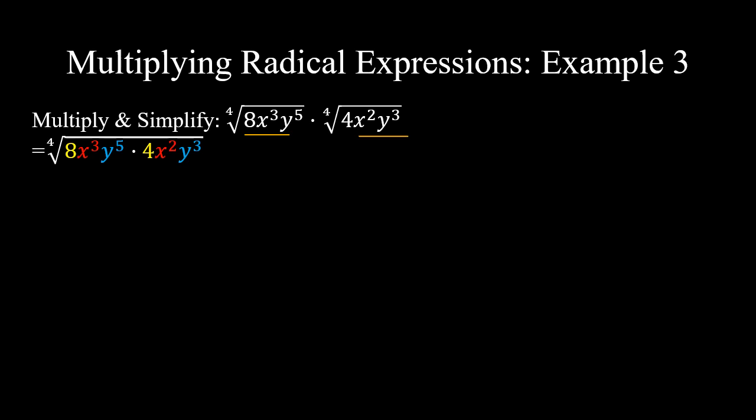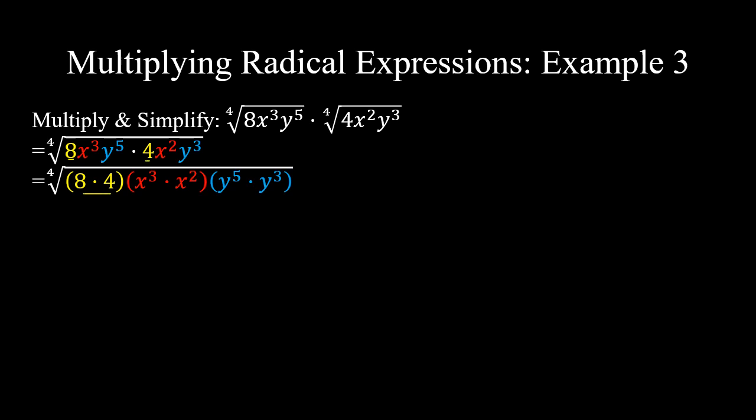So here I've just rewritten it so that we have that first term, 8x cubed y to the fifth, being multiplied by our second term, 4x squared y cubed, okay? So when we do that, we're just going to multiply together piece by piece, okay? So we had two numbers, 8 and 4, so 8 times 4. We're going to multiply those together. x cubed and x squared, we're going to multiply those together. We're just multiplying together like variables and numbers. y to the fifth, y to the third, we're going to multiply those together, which gives us 32, x to the fifth, y to the eighth, right?